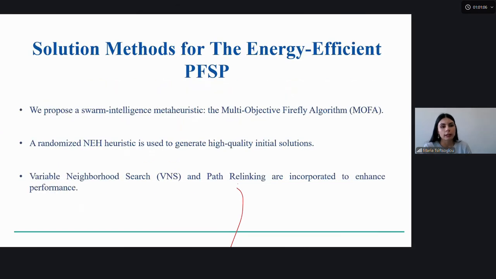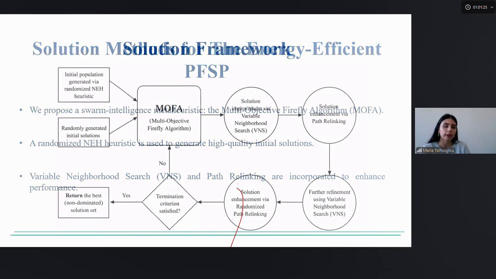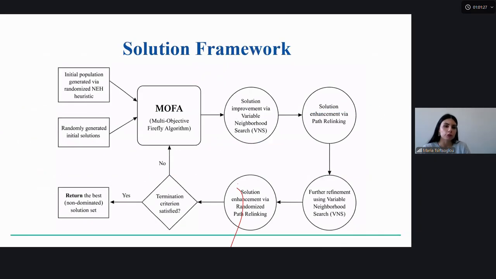In order to tackle this problem, we propose a swarm intelligence metaheuristic, the multi-objective Firefly algorithm, which we call MOFA, a randomized NEH heuristic to generate high-quality initial solutions, and a variable neighborhood search and a path relinking to enhance the overall performance of the method. Now, in this figure, we can see the solution framework.